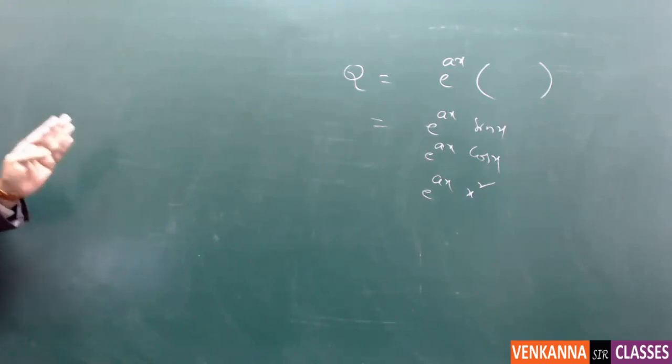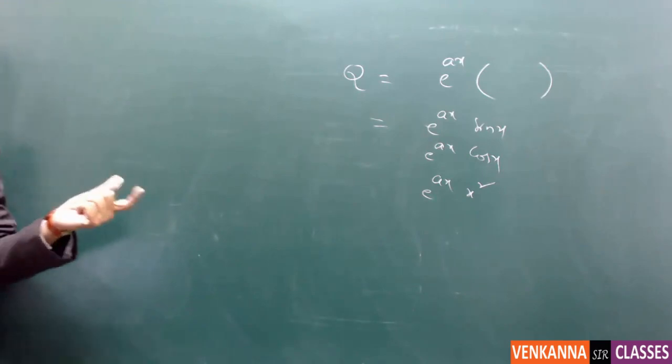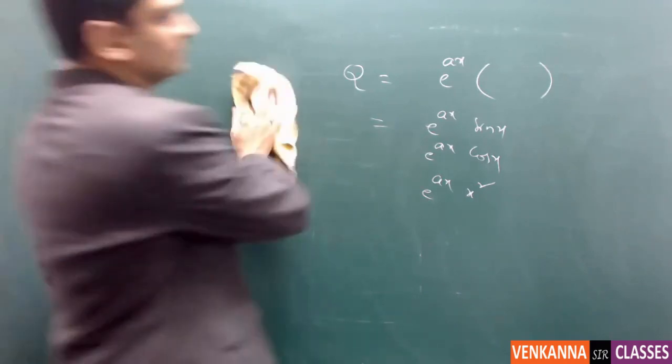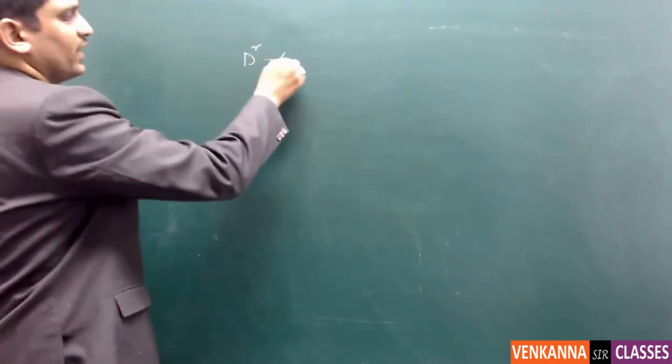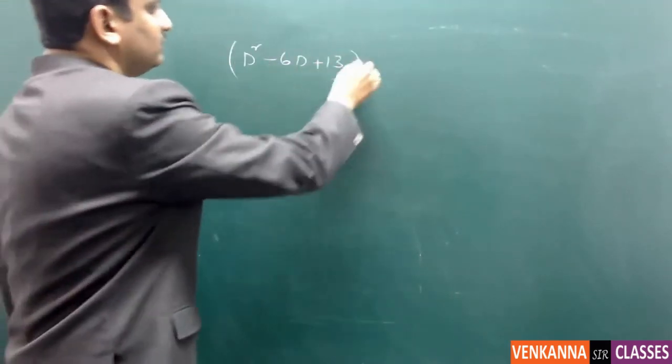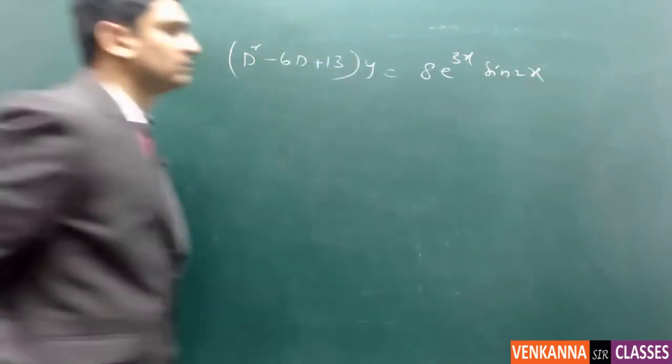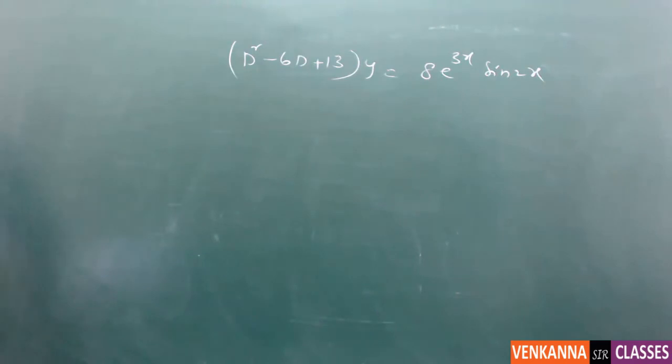For that, I will describe the procedure by taking a problem. Doing a problem is more efficient than explaining the concept. So please note down the problem. Solve d square minus 6d plus 13 into y. Please take a note of this, then tell.